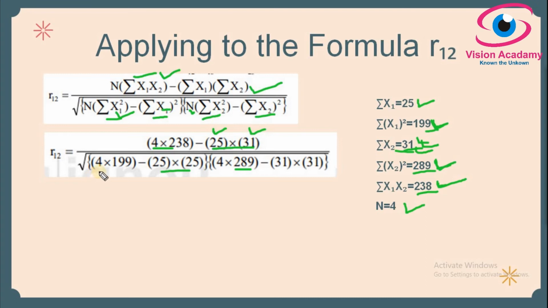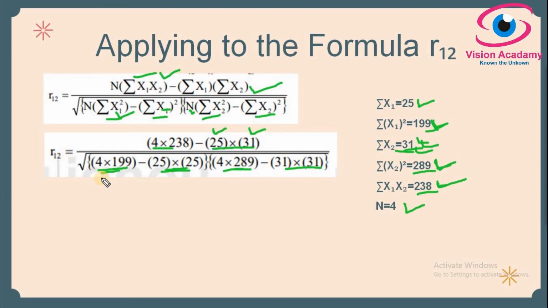Then in the denominator, 4 into 199, we will keep it for the next step. 25 into 25, we will subtract: 4 into 199 minus 25 into 25. Thereafter 4 into 289 minus 31 into 31, we will subtract this.